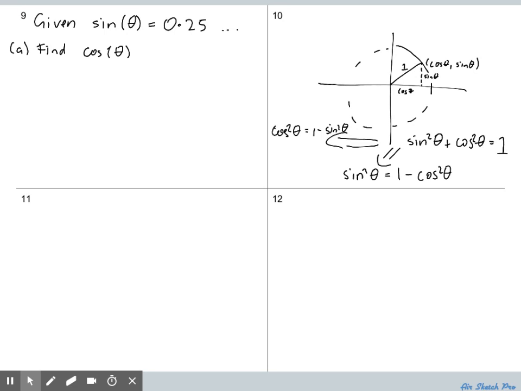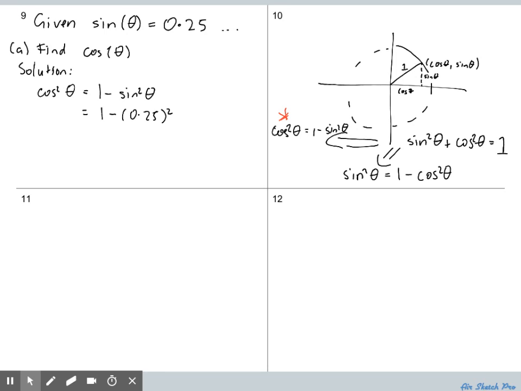Okay, so if we need to find cos theta, we can use this identity here in order to solve it. Because we can say for the solution, cos squared theta is equal to 1 minus sine squared theta, which is equal to 1 minus 0.25 squared. Just remember that's what sine squared theta means. It doesn't mean you square theta. It means that you're squaring the value of sine theta.